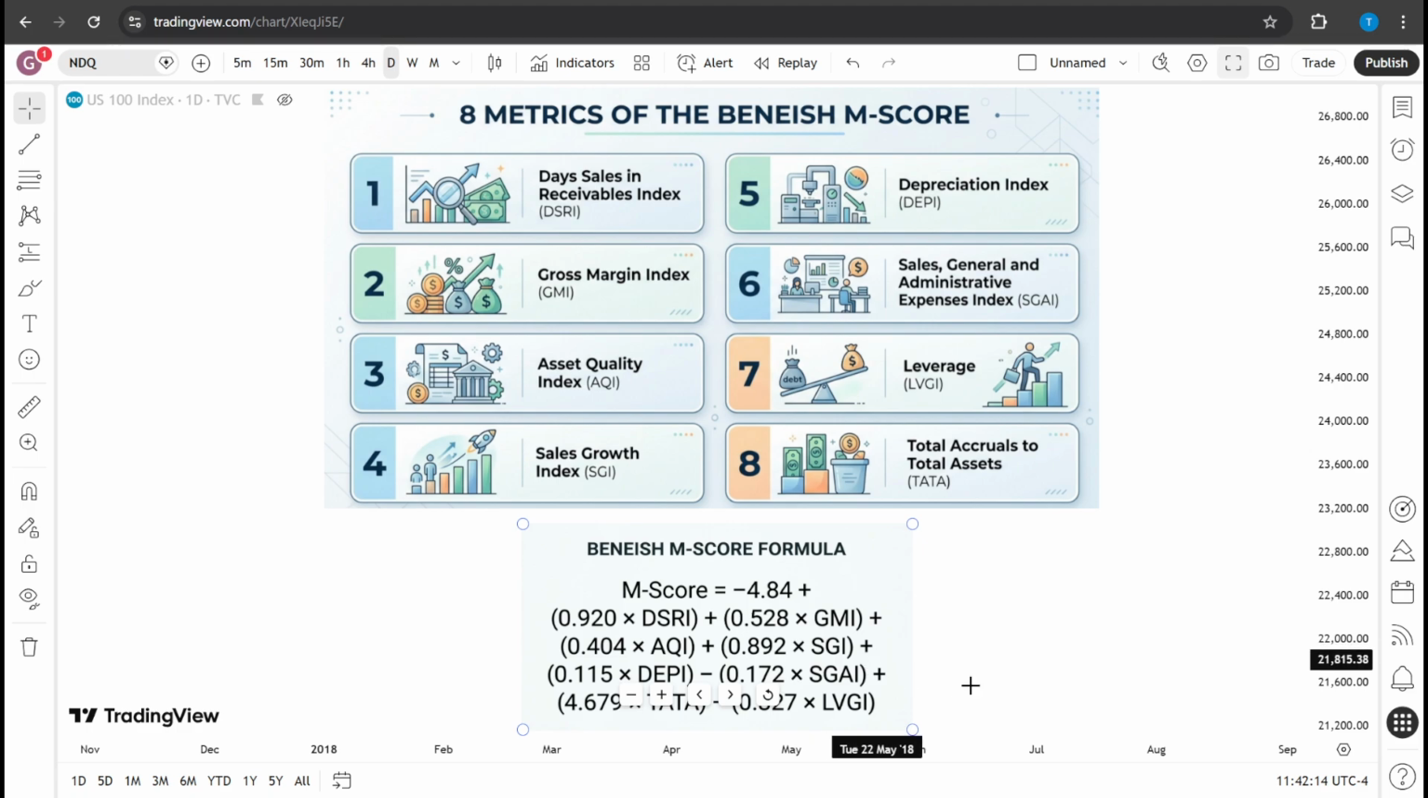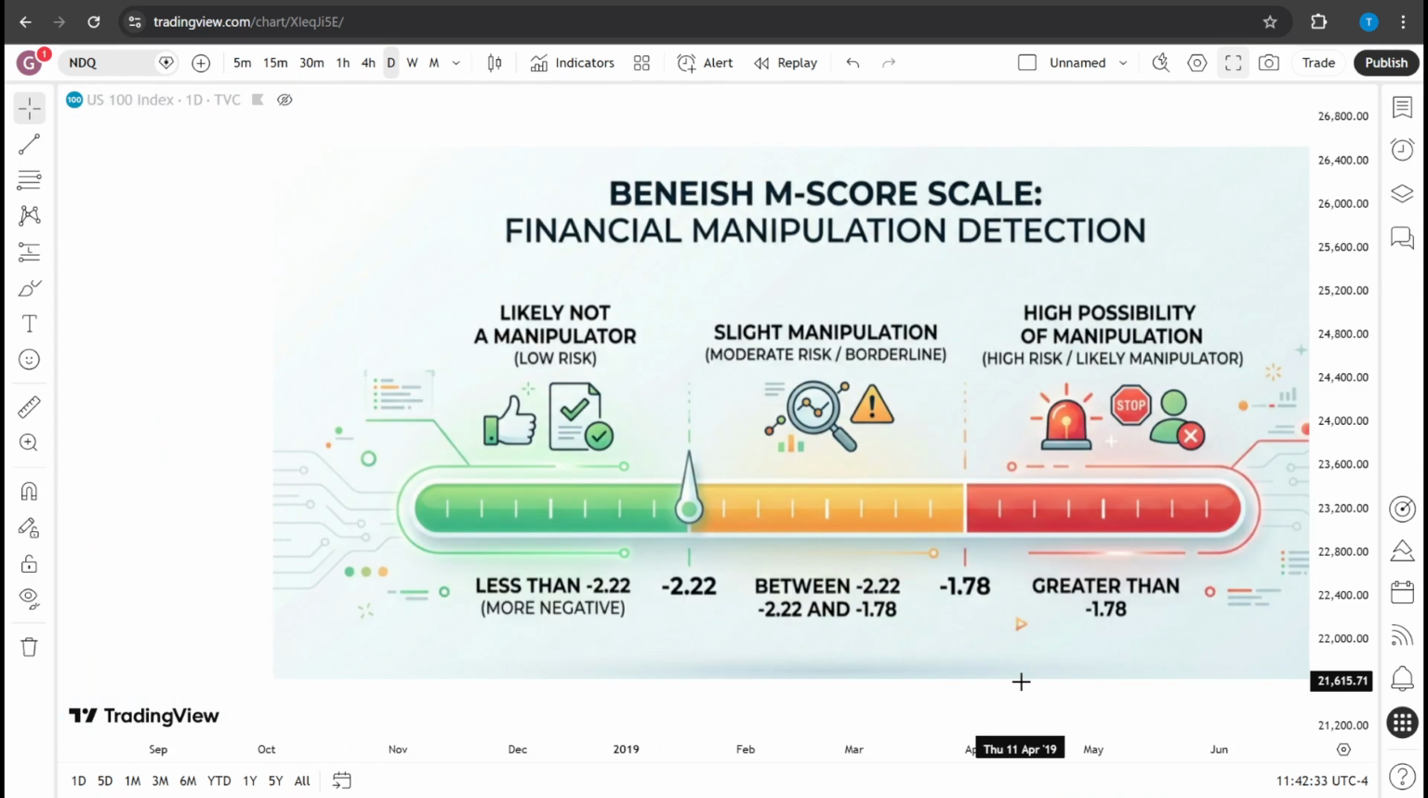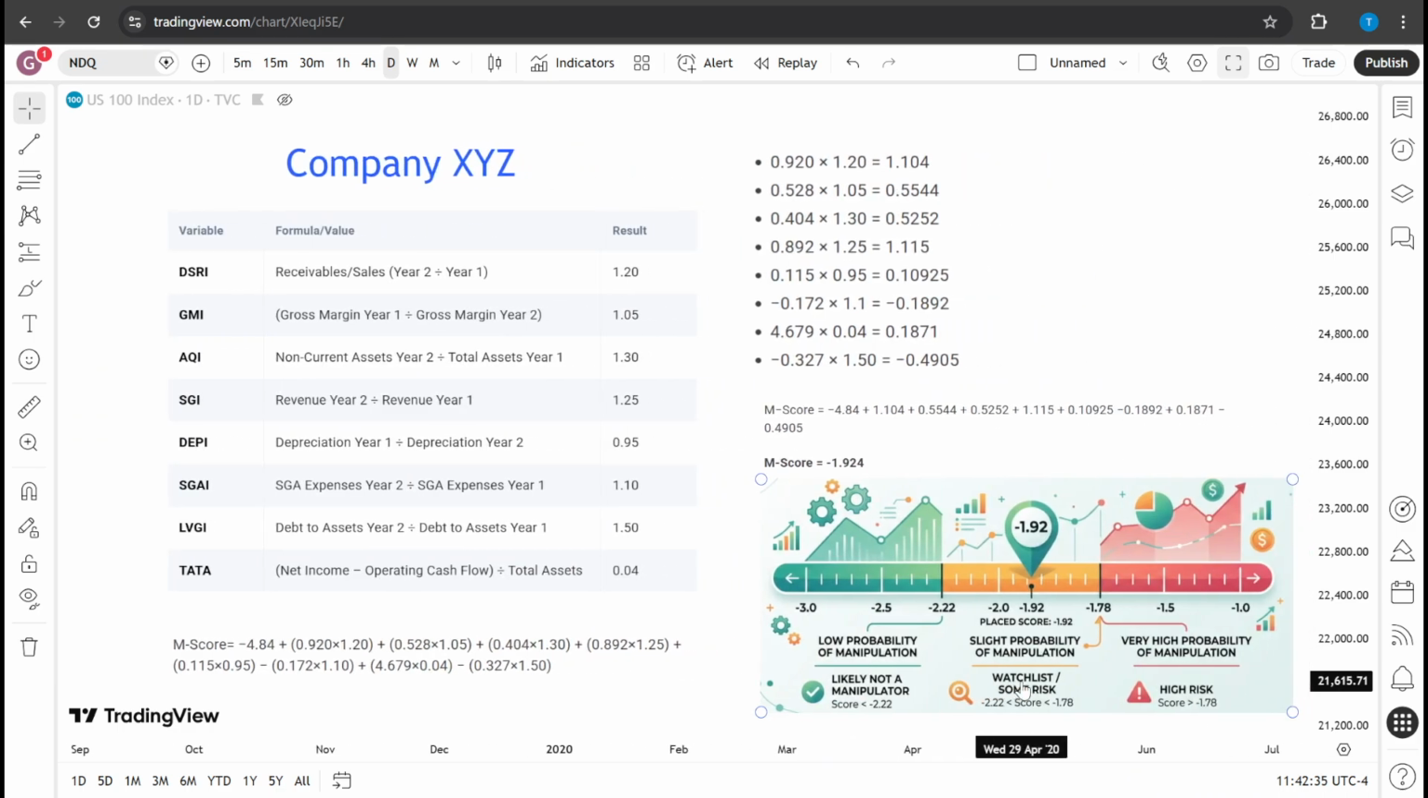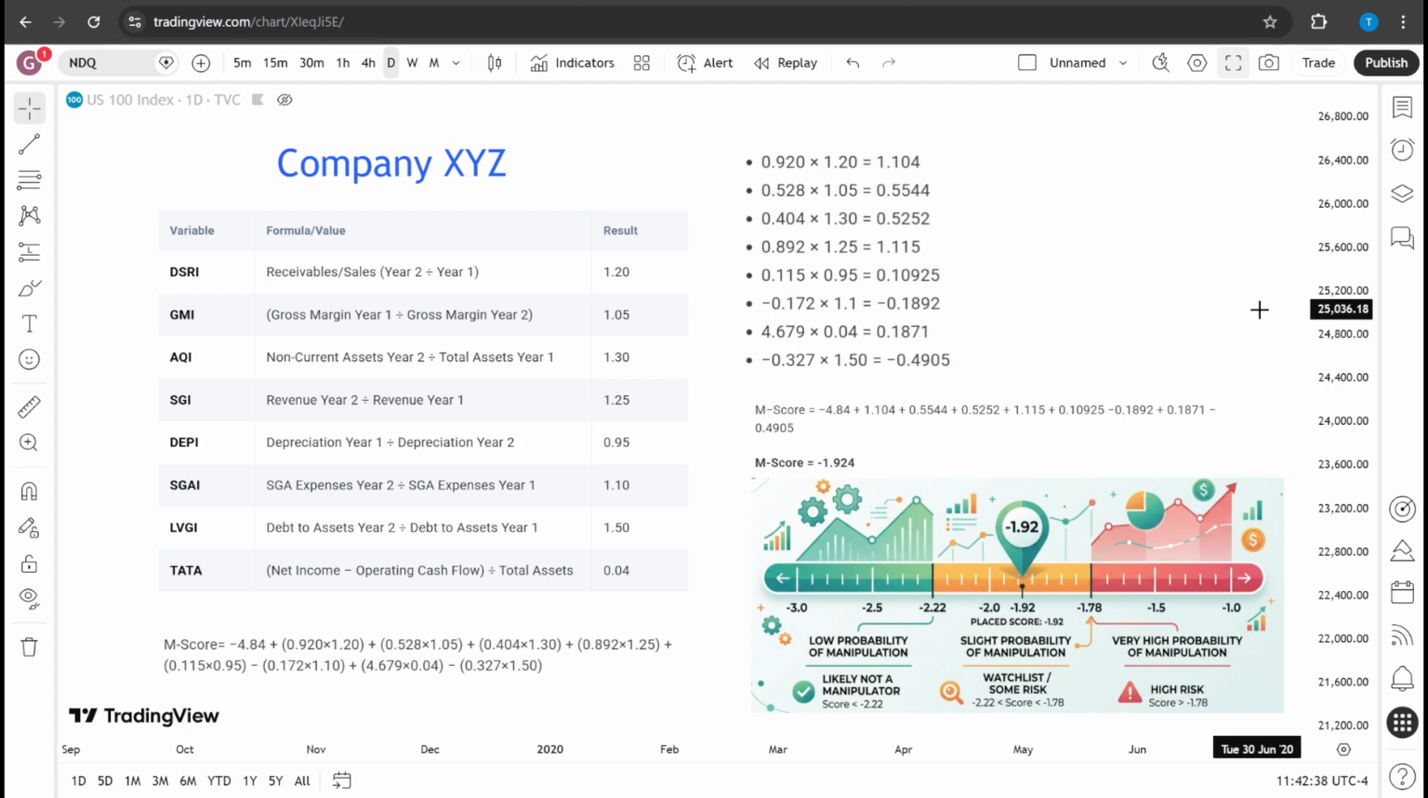These ratios aren't just added together. Each ratio is multiplied by a specific coefficient determined by Professor Beneish's empirical research to create a weighted total. As you can see on the screen now, the formula combines these elements into a single score. To see this in action, let's look at a practical example with company XYZ. Using their financial data, we calculate values for each ratio, such as a DSRI of 1.20 and an SGI of 1.25. When we substitute these values into the formula displayed on the screen, the final M-score for company XYZ comes out to negative 1.924. So how do we interpret that number?